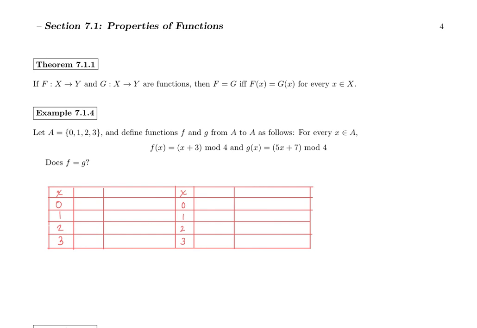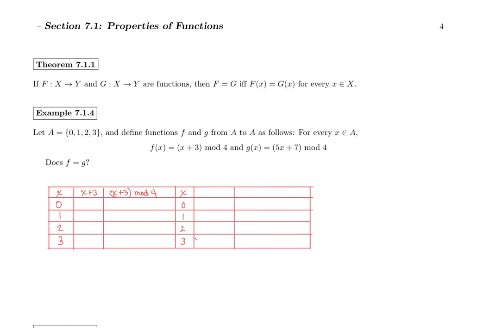Well, we know that we're mapping from A to A, so we know our domain is 0, 1, 2, 3. So I went ahead and filled that in and said x could only be 0, 1, 2, or 3. And you'll notice I have a column for f of x and for g of x. For f of x, we have x plus 3 mod 4. So we're going to do this in steps. We're going to write x plus 3 first, and then we will find x plus 3 mod 4.